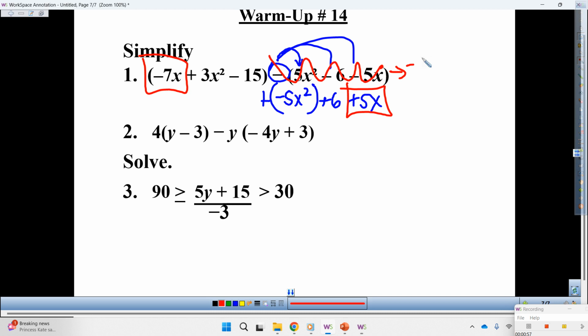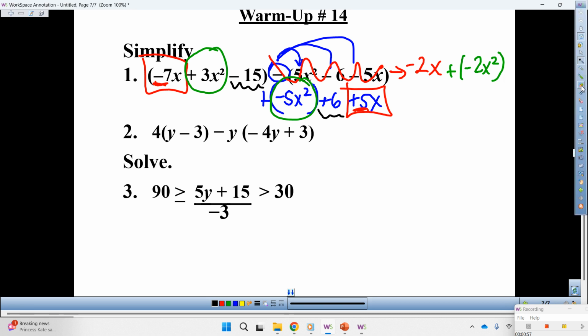That leaves us with negative 2x, because negative 7 and positive 5, that's negative 2. Next, we got 3x squared and negative 5x squared. That leaves us with negative 2x squared. So far so good, yes? All right, and last but not least, we got negative 15, positive 6. That leaves us with plus negative 9. Am I done?